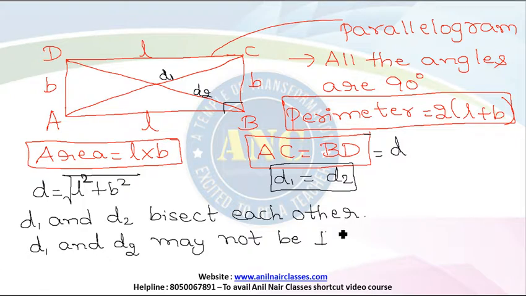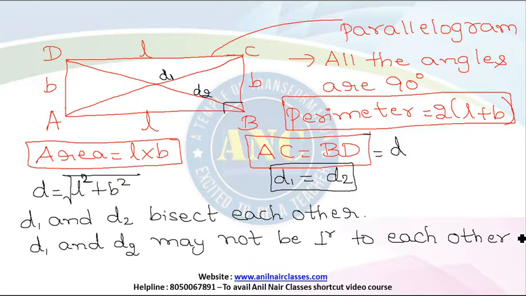Sir, what if they become perpendicular to each other? What if the diagonals become perpendicular to each other? Then that becomes a square, sir. I hope I am making sense, right? You are understanding a very subtle difference between this geometrical figure, the rectangle, and the other geometrical figure, the square. Sorry, diagonals here also bisect each other.